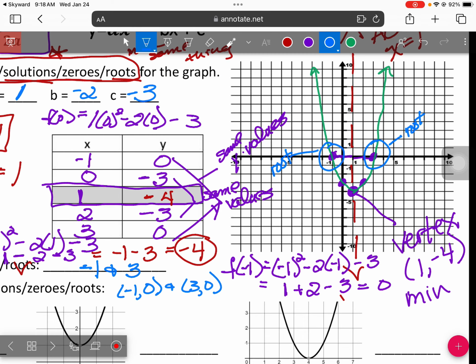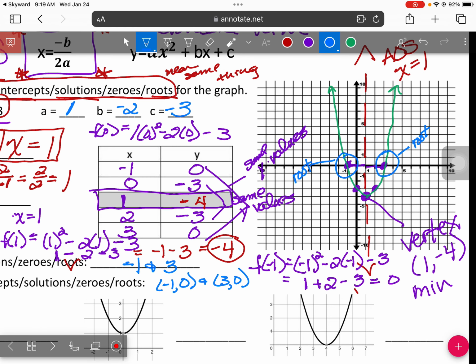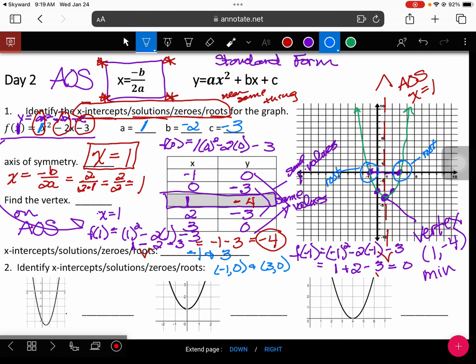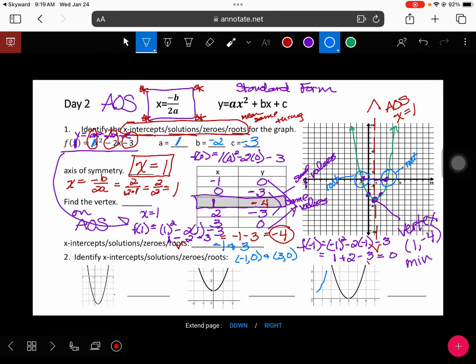Okay? Questions on any of that? That's a lot. All right? Especially when you have a table, you need to substitute values in and try to figure out what is the y coordinate of that point. Any questions about number 1? You have on your homework for tomorrow 3 of these on the back. We're going to try to do one of them together at the very end, okay?